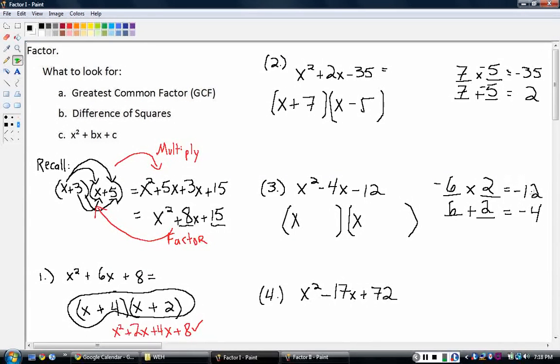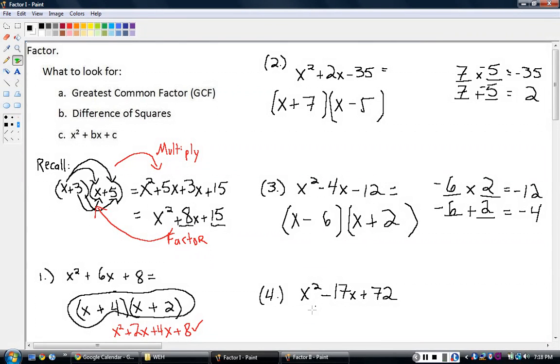Negative 6 times 2 is negative 12. But negative 6 plus 2 is negative 4. Right? If I let the 2 be negative, it's not going to work. So it's got to be negative 6, positive 2. Again, we can check the answer. If we FOIL that out, we get negative 6x plus 2x for the O and I in FOIL, which gives us minus 4x. Okay? So there's my answer: x minus 6 times x plus 2.